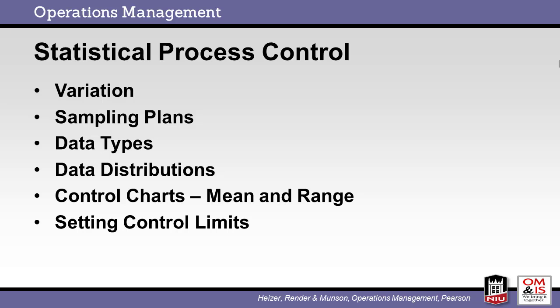In this unit, we will cover statistical process control. We will review the variation found in a typical process. We will discuss the methods used for taking samples and the types of data reviewed. We will analyze the typical distributions of data and use this knowledge to create control charts.